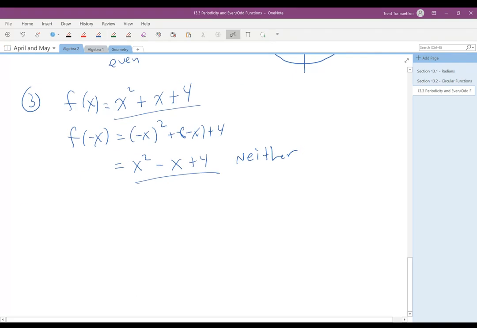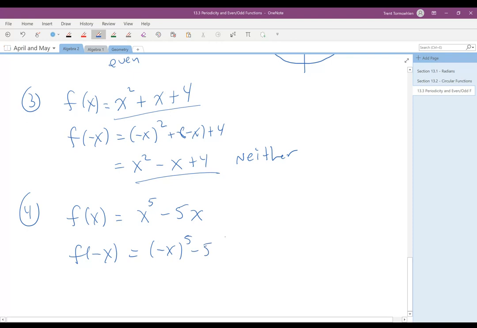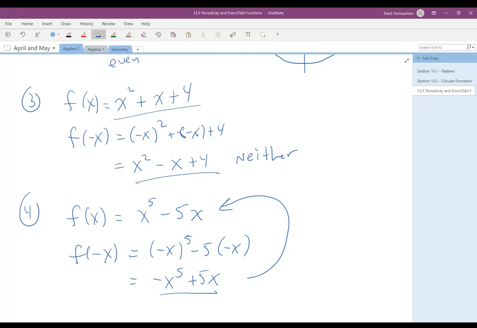And then an odd function, remember when you see an odd function, it just has to be the exact opposite. So x to the fifth minus 5x. When you substitute in your negative x, you get negative x to the fifth minus 5 times negative x. And so that gives me negative x to the fifth plus 5x. Well, negative x to the fifth plus 5x is exactly the opposite of x to the fifth minus 5x. And so that is an odd function. And so we can now identify that it is an odd function.